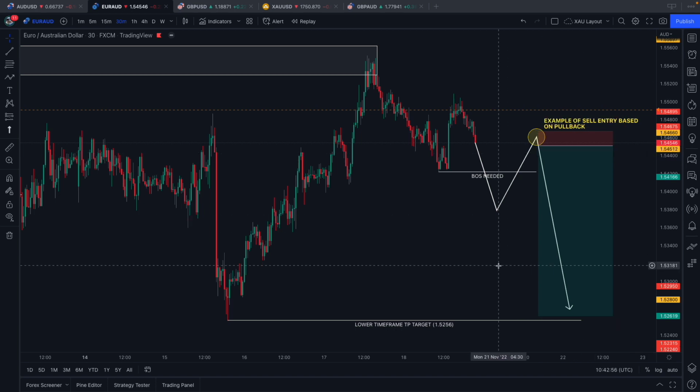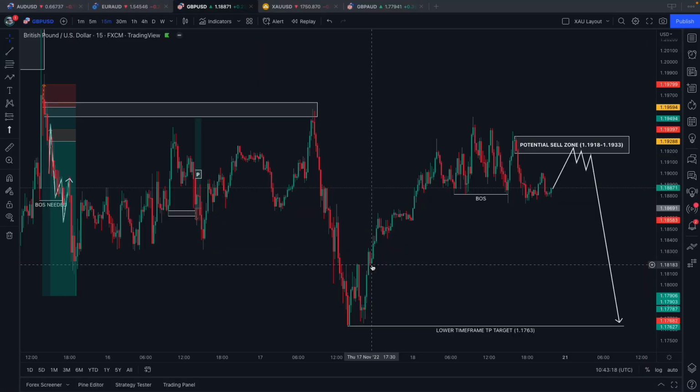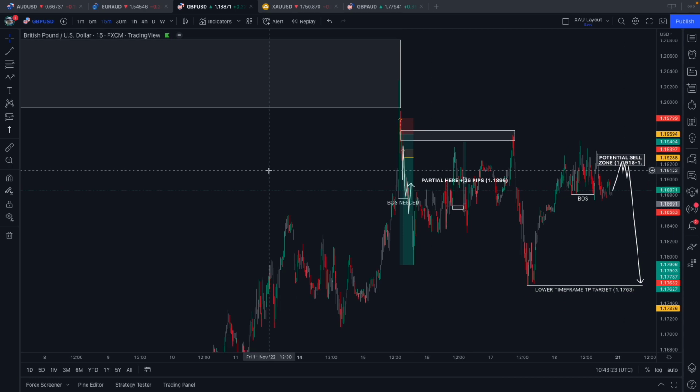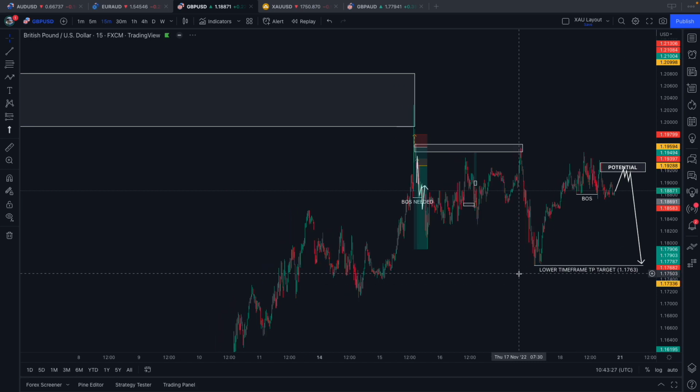Therefore, we would be safe if the supply and demand balance was in favor of demand at any point in time. Now moving over to the Great British Pound to the US dollar. Again, this is on the higher time frames a bearish market. So we want to be looking for sell positions.